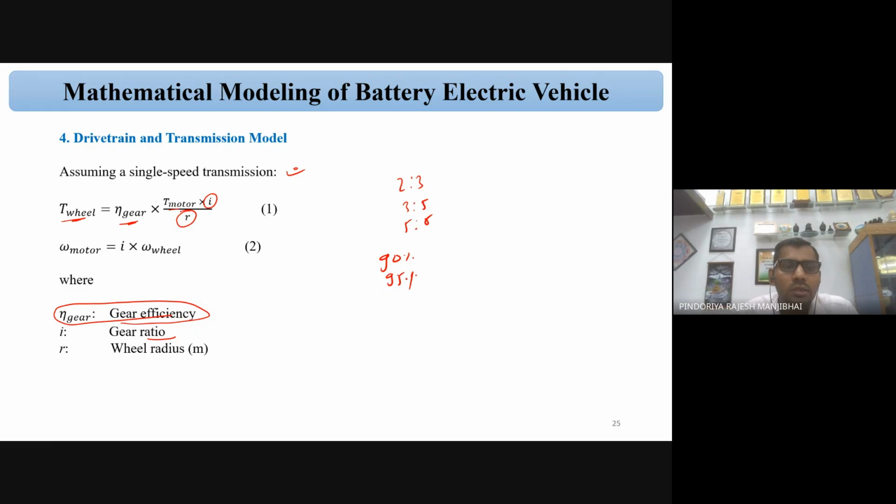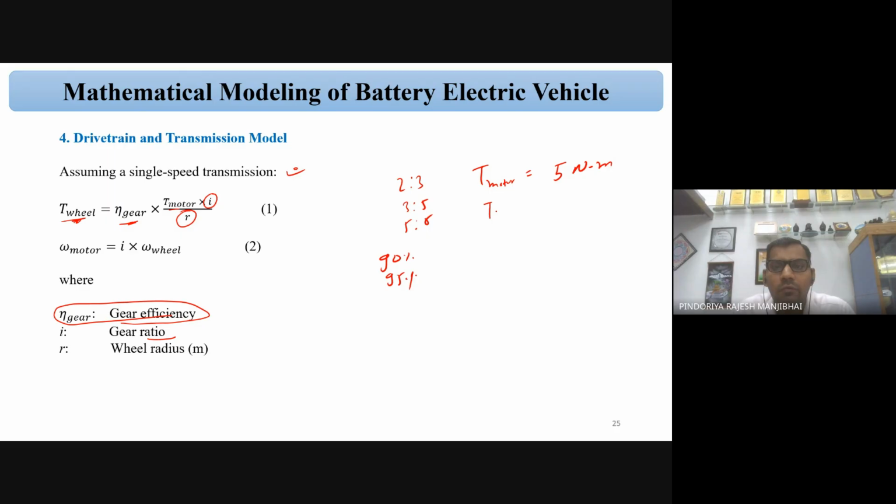There is a torque motor. How much torque is there on the motor wheel? Correct. So that is your motor torque, and here is the wheel torque. Suppose the motor torque is equal to 5 Newton meter.